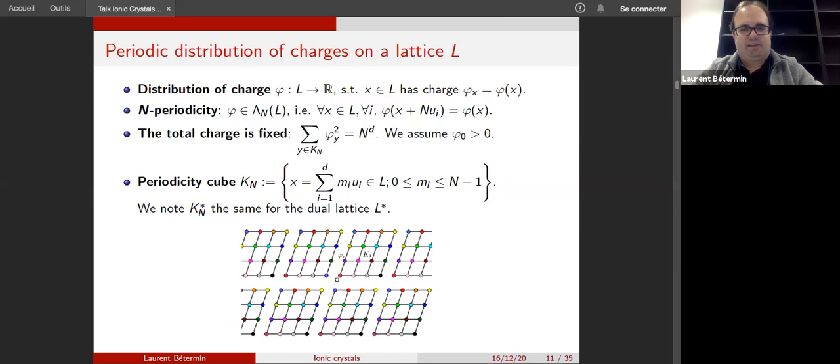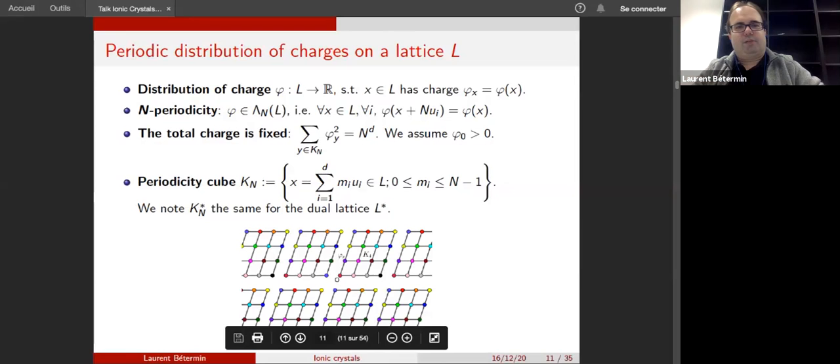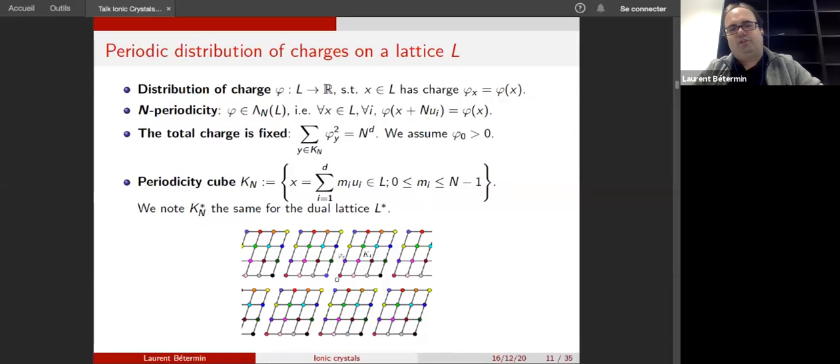So that's exactly what I see here in dimension 2 with n equal to 4. I have one periodicity cube, and then I write all the same thing everywhere by periodicity. Okay. So the periodicity cube is given by that. There is nothing to understand really here. And the total charge on the periodicity cube will be fixed. So the L2 norm of the charge will be fixed to be n to the power d. So just the idea is that when you take alternation of charge -1 and 1, you will find exactly that.